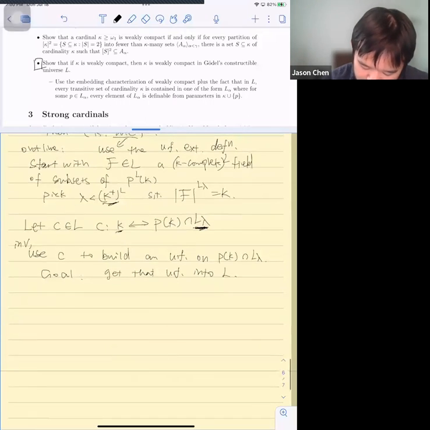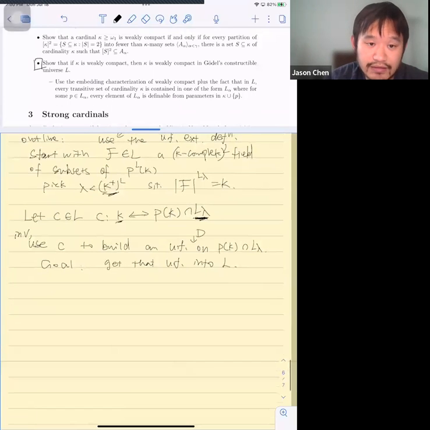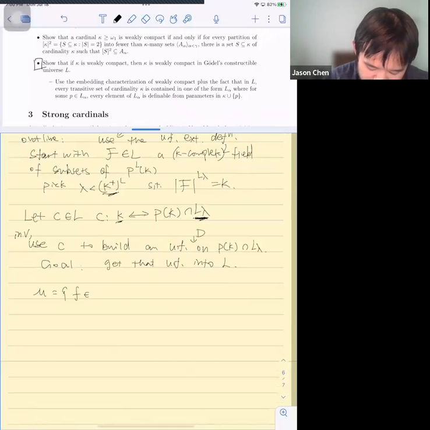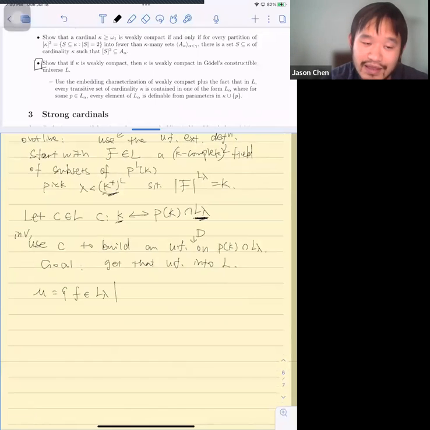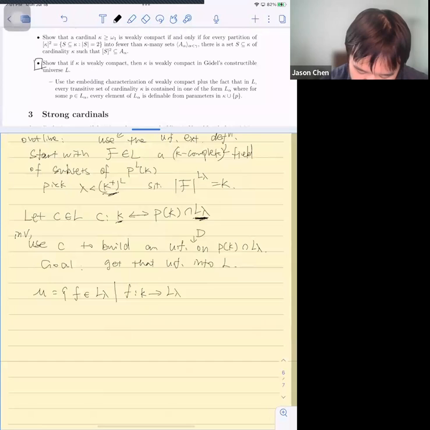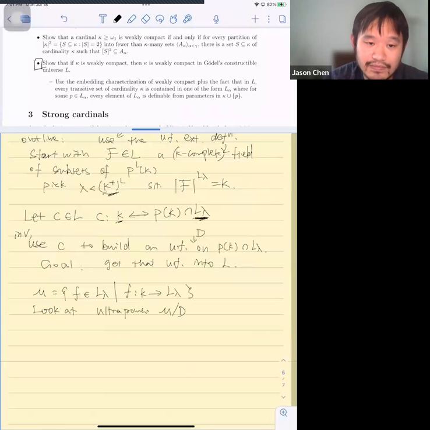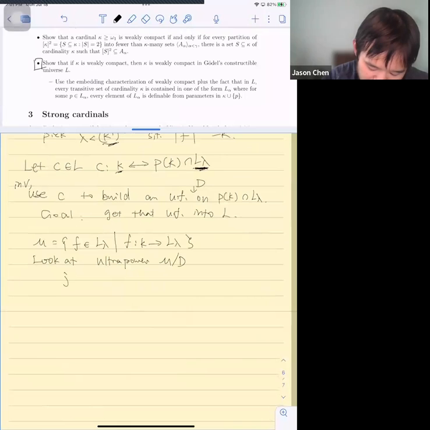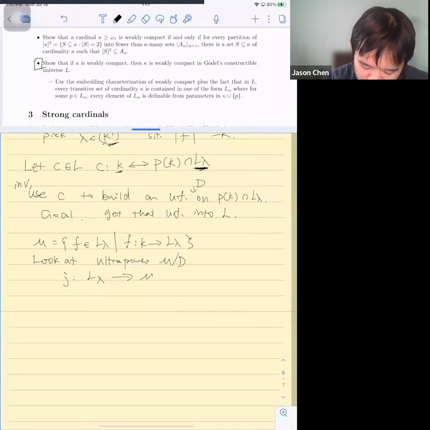Right, and then what you do is, let's say this ultrafilter is D, then you want to look at the set M, which is the set of functions in L lambda. You're basically using L lambda as your base for building an ultrapower. So F kappa to L lambda, right? And then you want to look at the ultrapower structure of M divided out by D, and then you get an elementary embedding from L lambda to this structure.